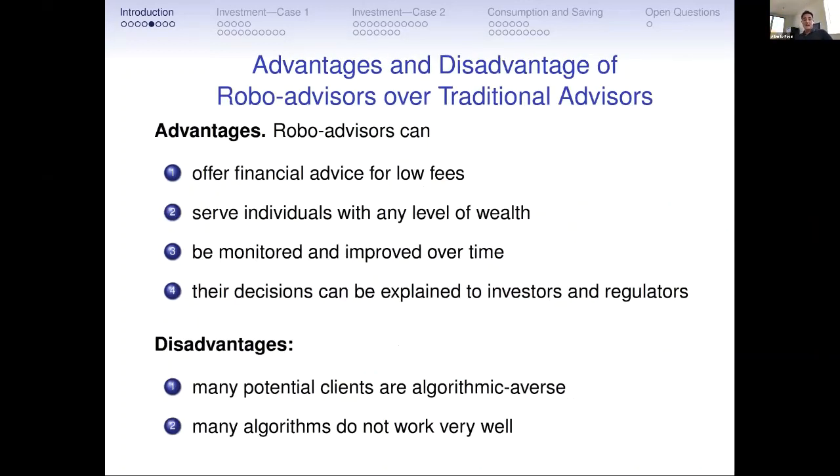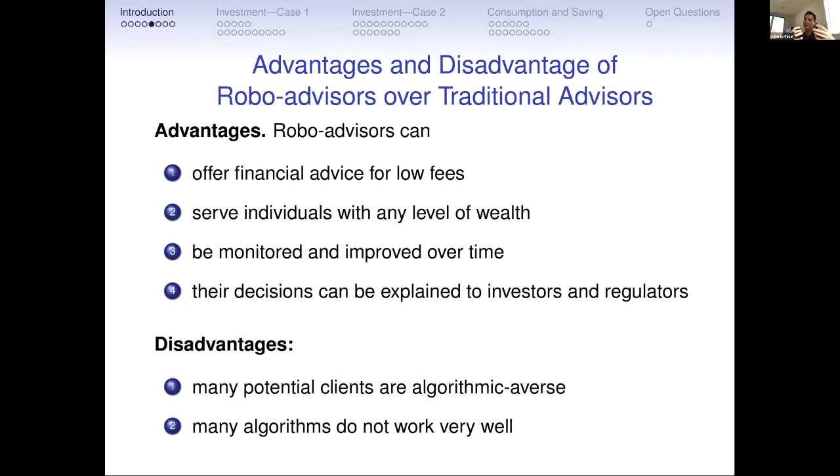Now, what are the main advantages of robo-advisors? Well, they can offer financial advice at very low fees. They can serve individuals with any level of wealth. They can be monitored and improved over time. One crucial aspect about them is that in many cases, they rely on algorithms. So these algorithms can be reviewed and can be improved over time. And this cannot really be done with human advisors, for example. And their decisions in many cases can be explained to investors and regulators.